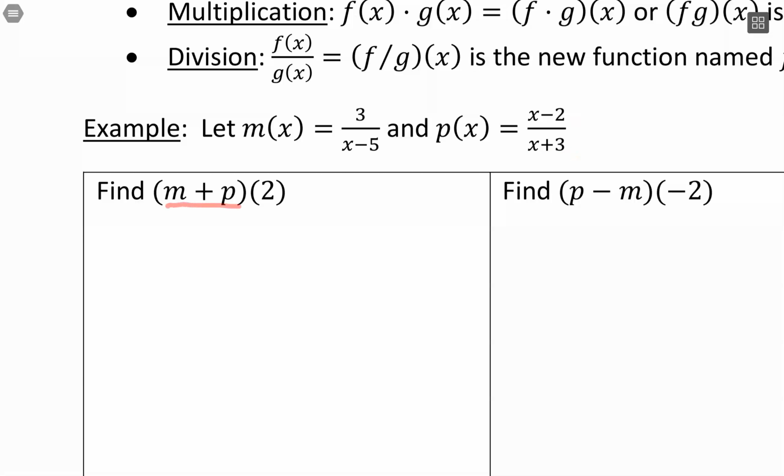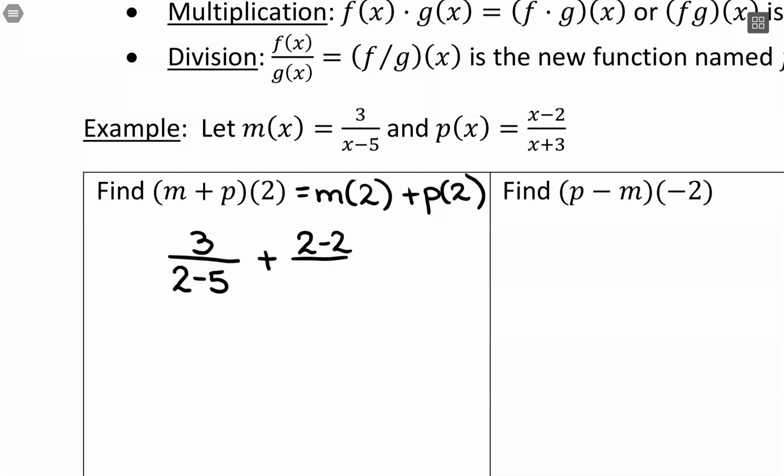So seeing this m plus p of 2, that's the same thing as taking m of 2 plus p of 2. I've written it out in an expanded form. So what I'm going to do is plug in 2 to my m of x function. So where I have 3 over x minus 5, I'm going to plug in 2 for x. And I'm going to add that with taking p of x and plugging in 2. So where I have x minus 2, I'll have 2 minus 2 over 2 plus 3.